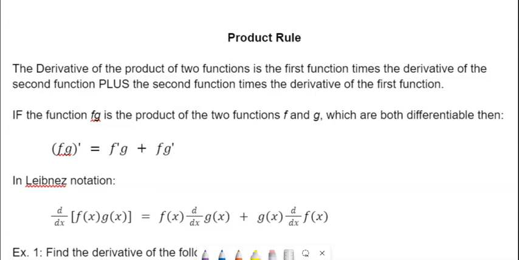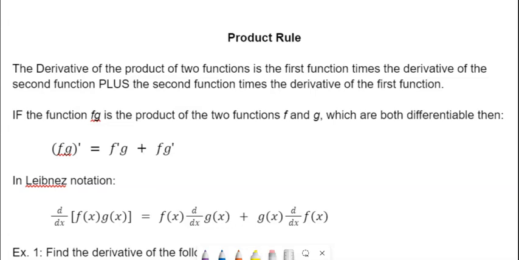So last lesson we looked at what happens if we have two functions that are added or subtracted from each other. And so our next step is to look at what happens if two functions are multiplied together and there's a product there. So this is the product rule. The derivative of the product of two functions is the first function times the derivative of the second function plus the second function times the derivative of the first function.